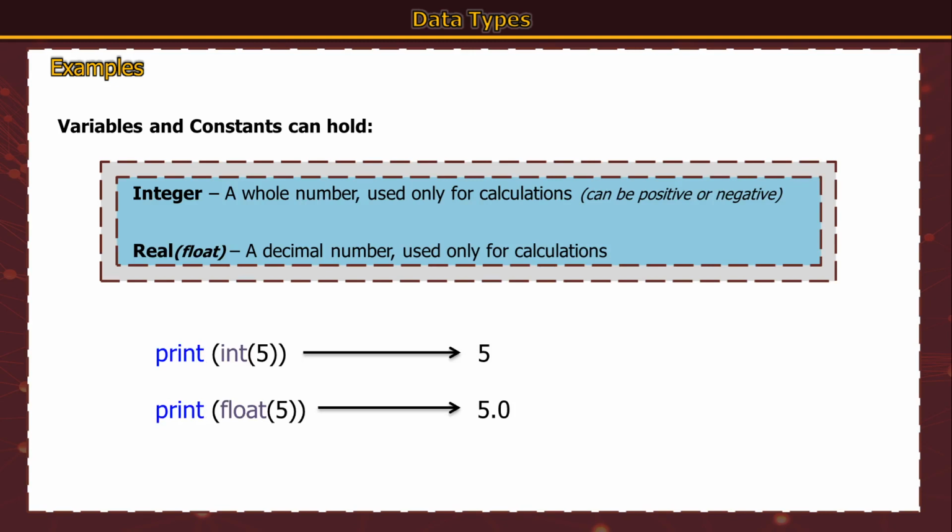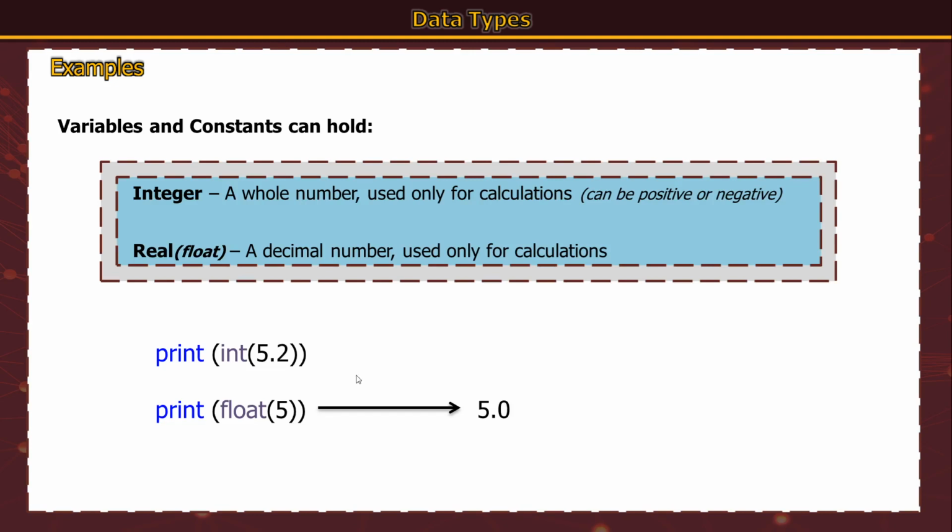When we printed them, int 5 would print out 5 and float 5 would print out 5.0. And basically, this has told the computer to treat this value as a whole number, and it has done. It's printed out a whole number to the screen. Here, I've told it to treat 5 as a decimal number. So obviously it's placed the decimal part on the end of that number. And that's exactly what int and float would do.